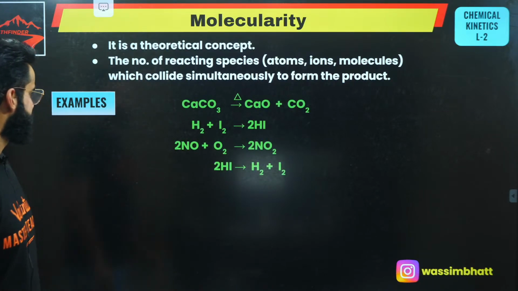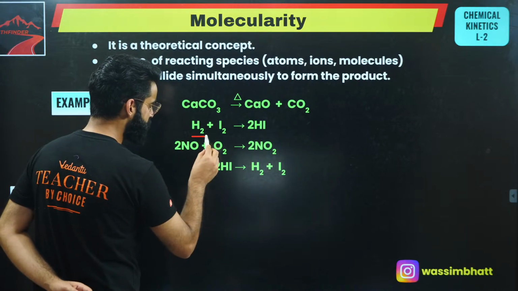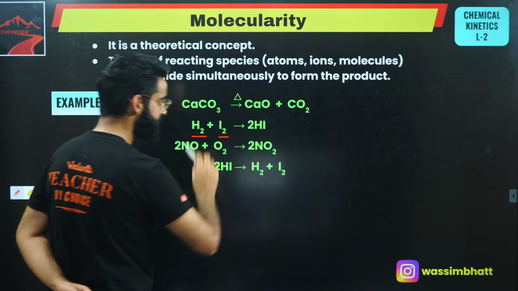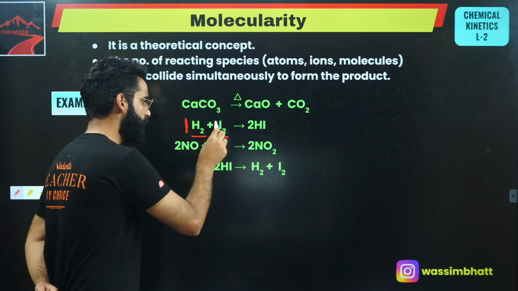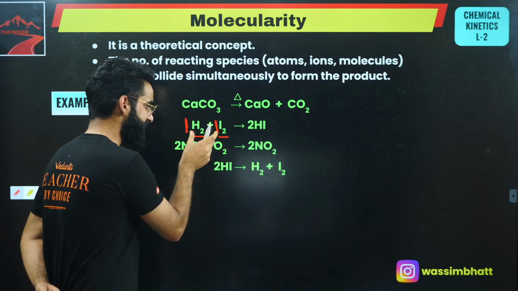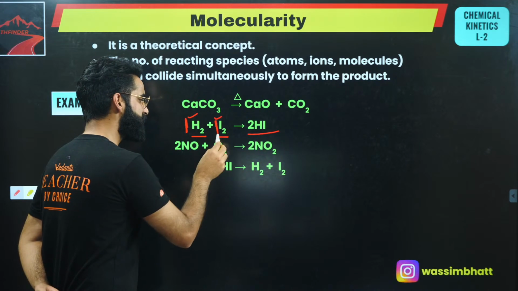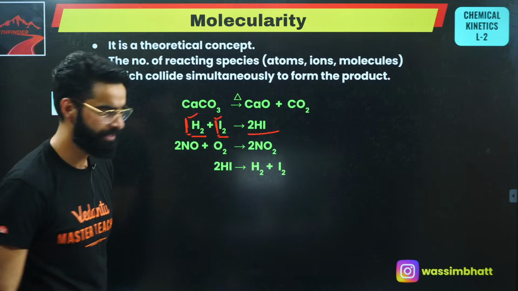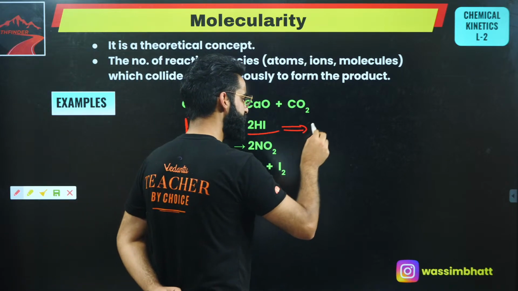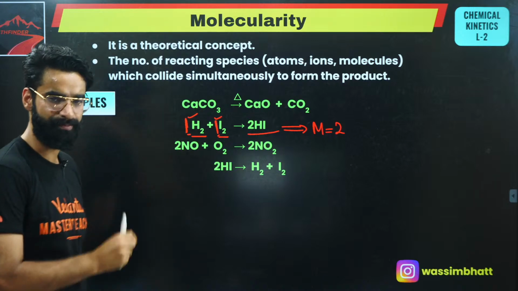See guys, I'm taking certain examples, right? We have H2 plus I2 giving 2 HI. Over here, one molecule of H2 and one molecule of I2 are colliding simultaneously and leading to the formation of products. So how many reactant species are colliding simultaneously? 2 reacting species are colliding simultaneously. So I'll simply say the molecularity of this reaction is 2.